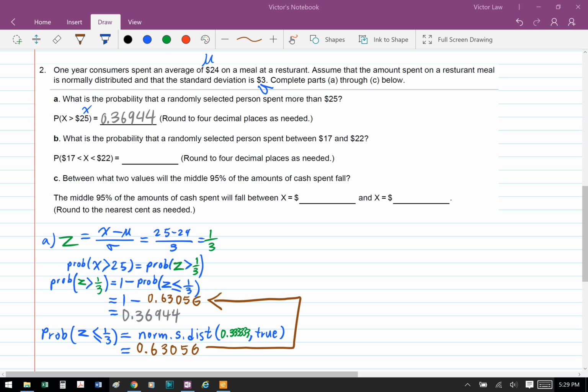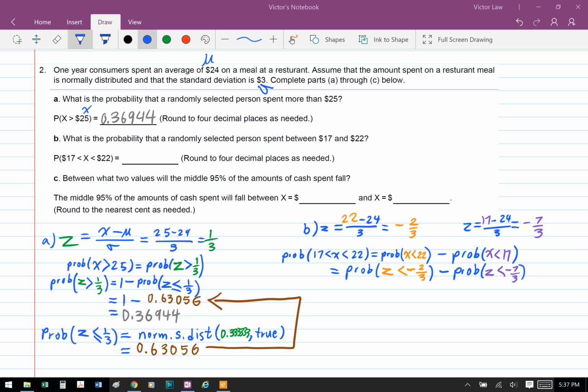The probability of Z less than or equal to 1 over 3 can be calculated using Excel with the formula =NORM.S.DIST(0.3333, TRUE) for cumulative. We get the probability of Z less than 1 over 3 equal to 0.63056. So we take 1 minus 0.63056 and we get 0.36944, which gives us the probability of Z greater than 1 over 3.